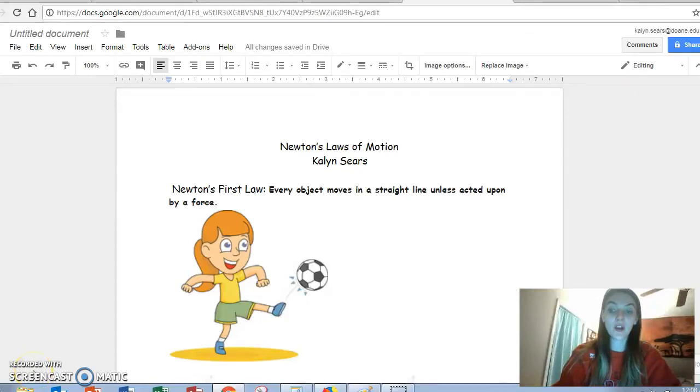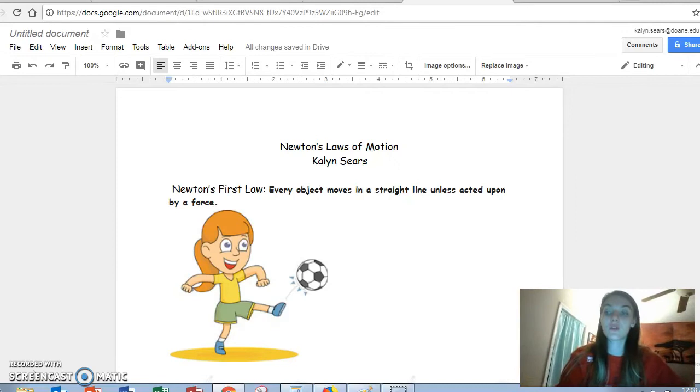Okay, so for my project, I explained Newton's laws of motion, and I did it on Google Docs, and it shows you everything on here, and I thought I'd just explain it better in detail.